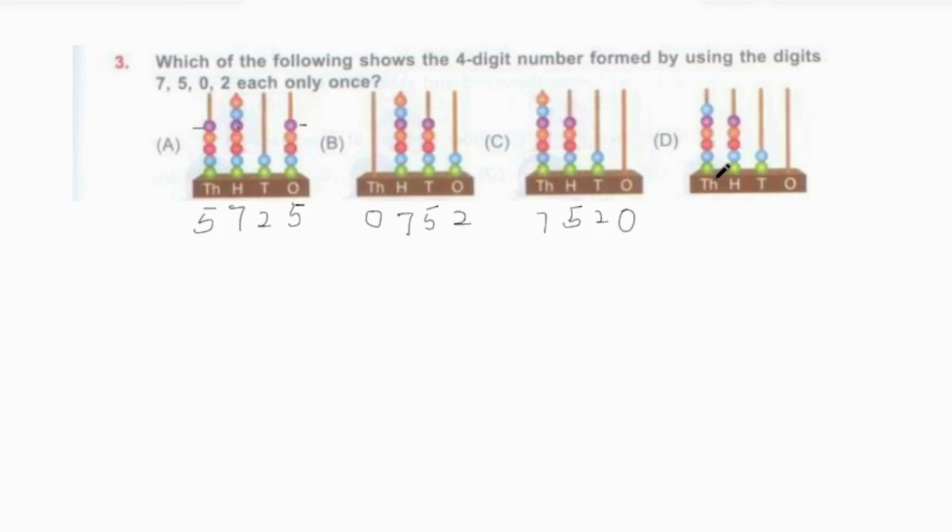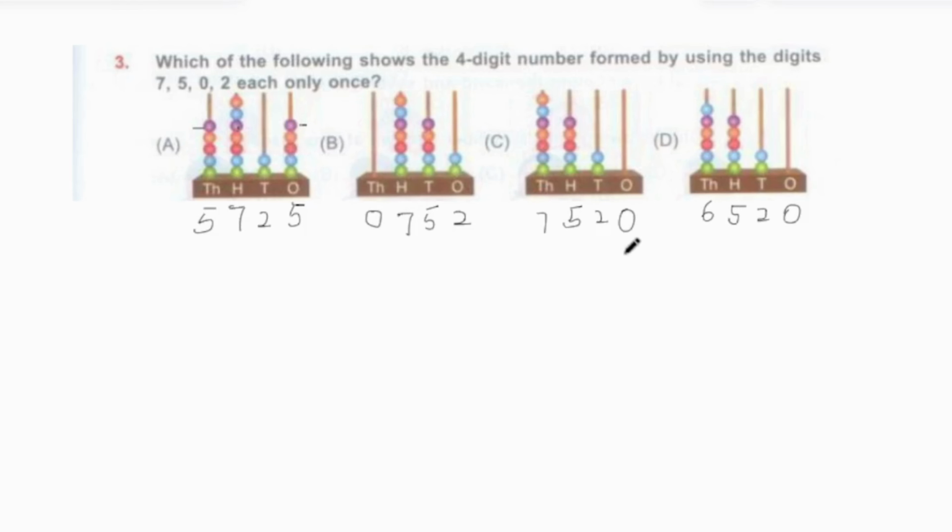Now in option D, we have a blue bead, which we have not come across so far. So let's count it again. 1, 2, 3, 4, 5, 6. This is 6. Now you have a purple bead, which gives us 5. Then you have a blue bead, which is 2, and then in the ones position you have 0.